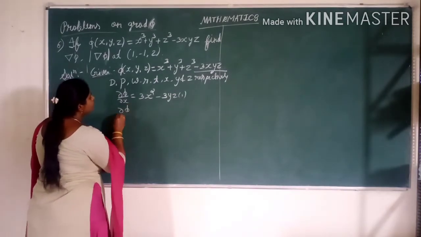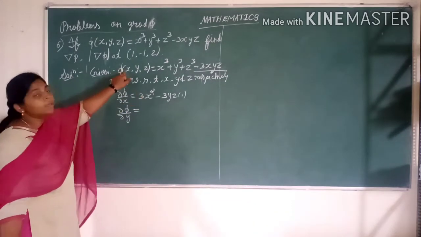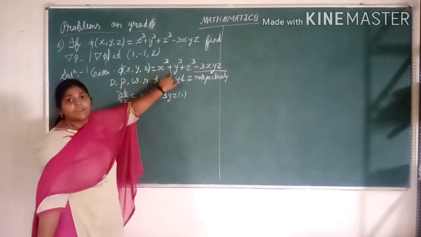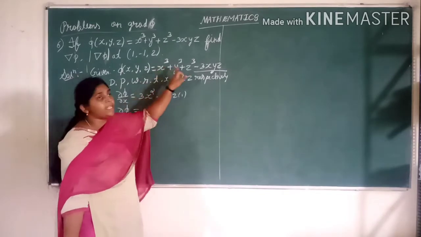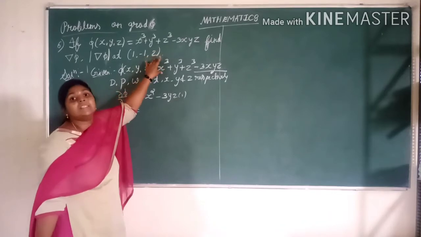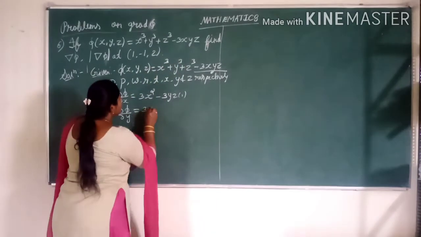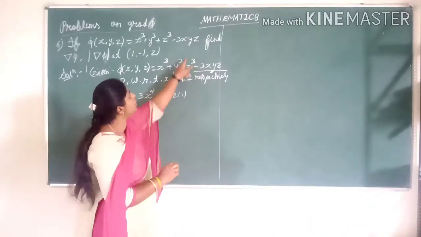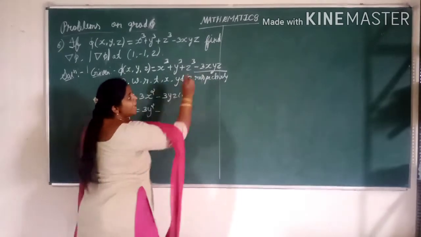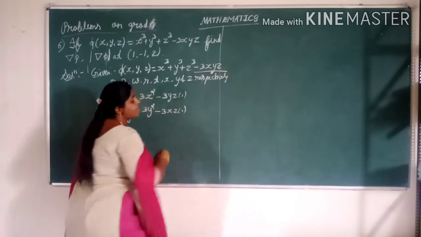Similarly, you find dou phi by dou y. That means differentiate partially with respect to y. For the given function phi, dou phi by dou y is equal to: by differentiating partially with respect to y, x and z are constants. The differentiation of x cube, a constant, is 0. Plus the differentiation of y cube is 3y square. Plus z cube is a constant, so its differentiation is 0. But in the last term, x and z are constants, that is minus 3xz as it is, and the differentiation of y is 1.